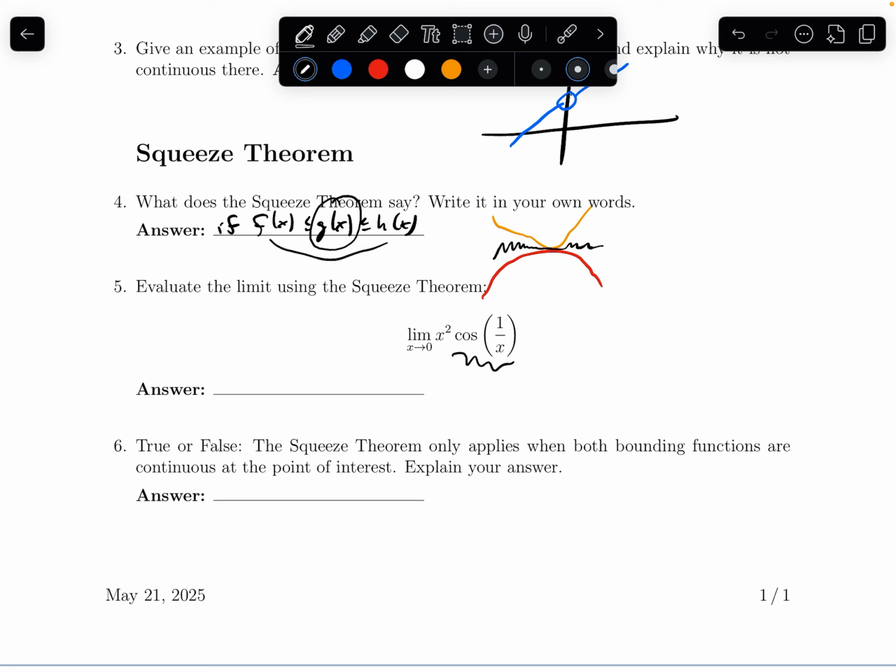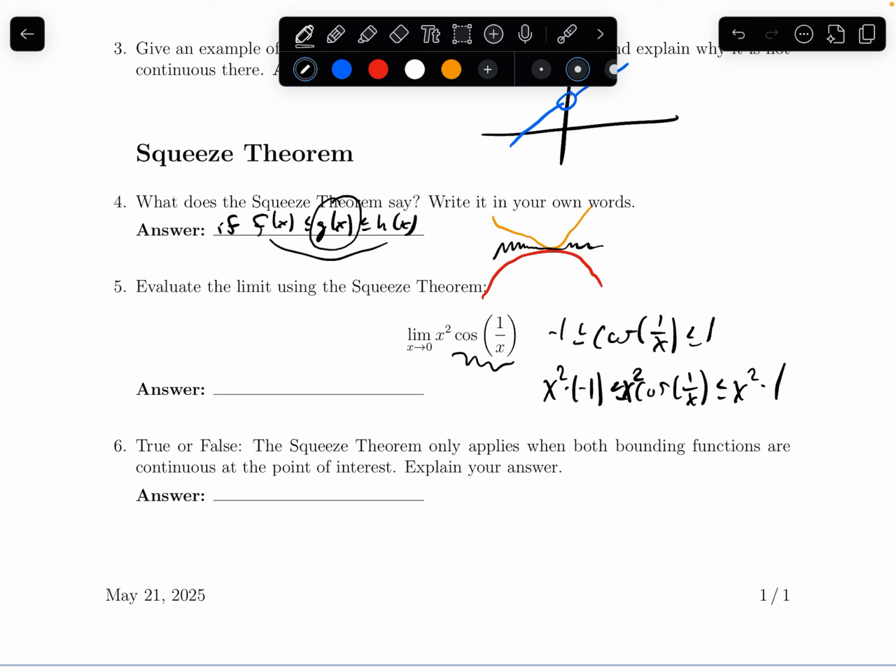So you can notice this cosine. I know that I have cosine of 1 over x, which is an odd, strange function, but whatever it is, cosine always has to be between negative 1 and 1. I'm sorry, negative 1 and 1, not 0 and 1. Now I can multiply every single side by x squared, and I'm allowed to do that because x squared is always positive, so I have no problems about the signs. So now we have negative x squared is less than or equal to x squared times cosine of 1 over x, less than or equal to x squared.